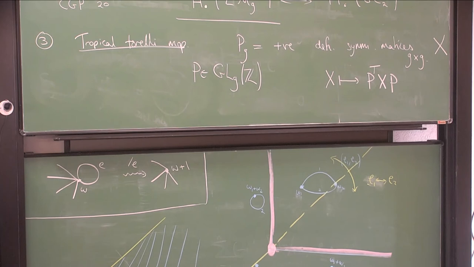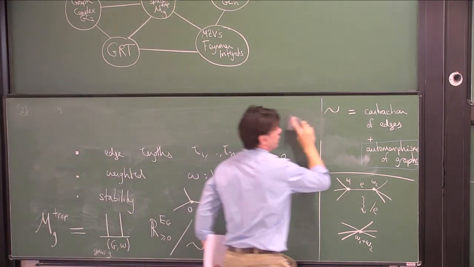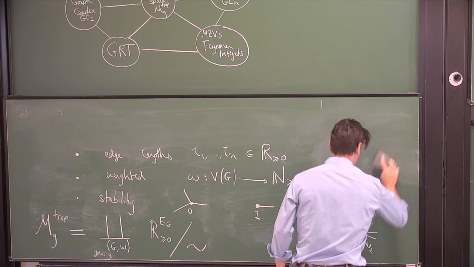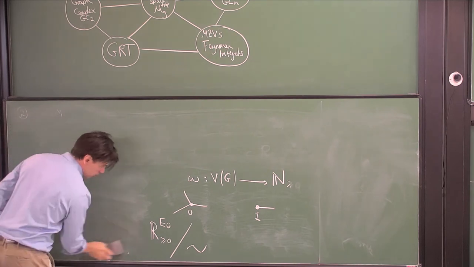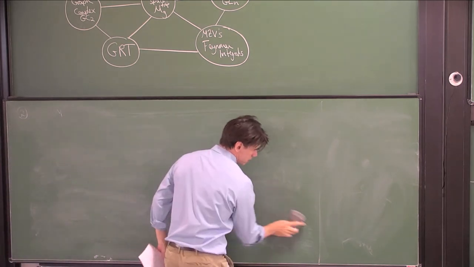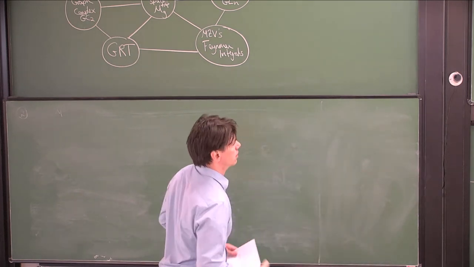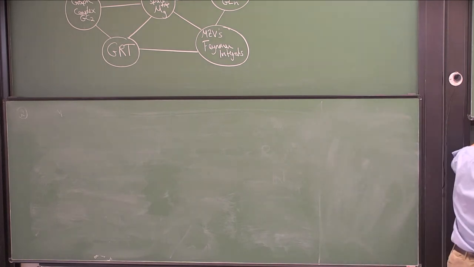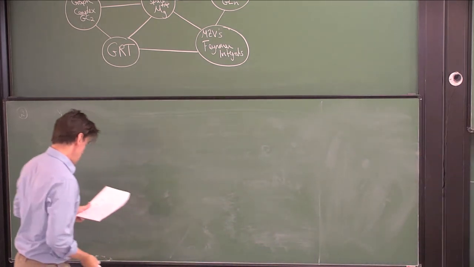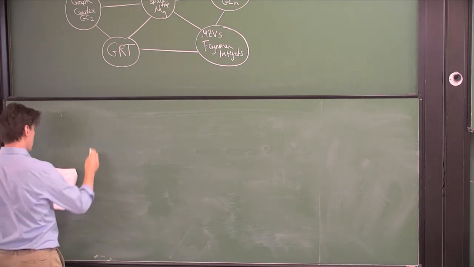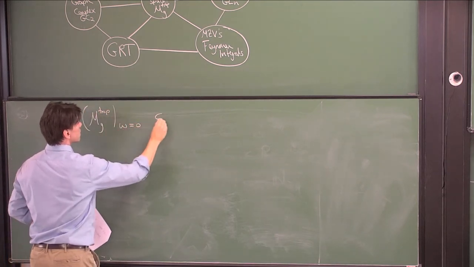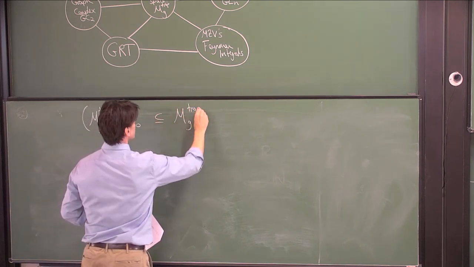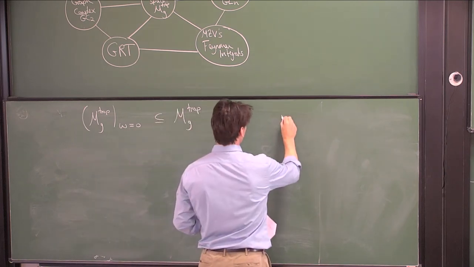This is an extremely classical space. And the Torelli map is a map between the moduli space of tropical curves and this symmetric space. Slightly, what I said is slightly inaccurate. In fact, the tropical Torelli map is more than that. I'm only going to consider its restriction to a certain open subspace, the open subspace where all vertices have weight zero.